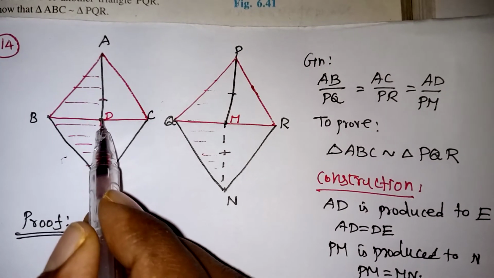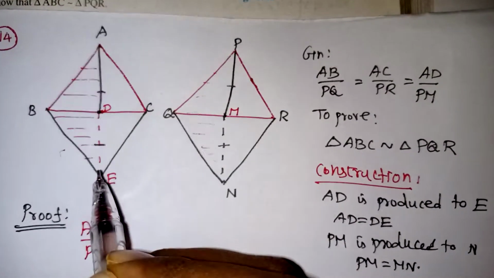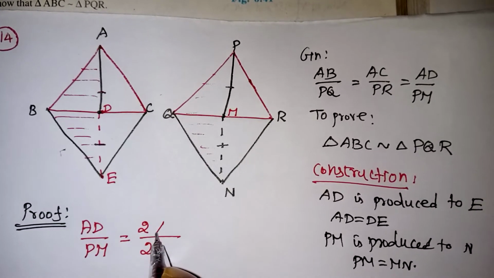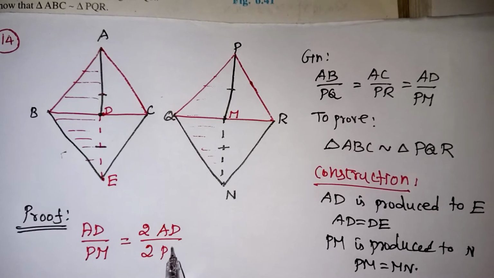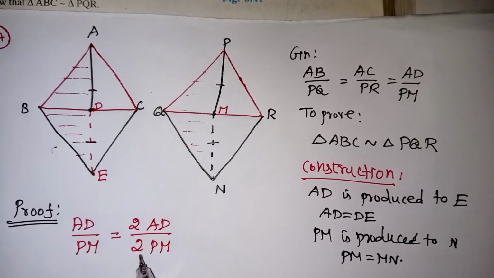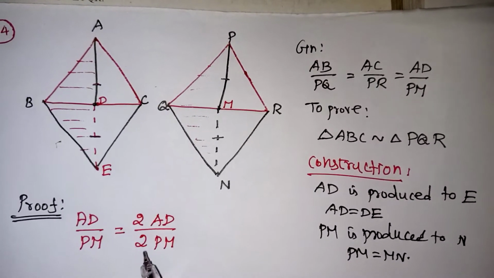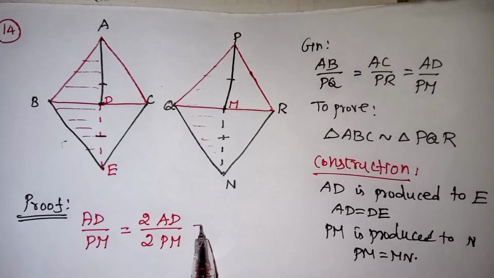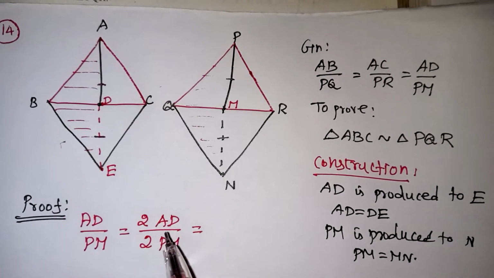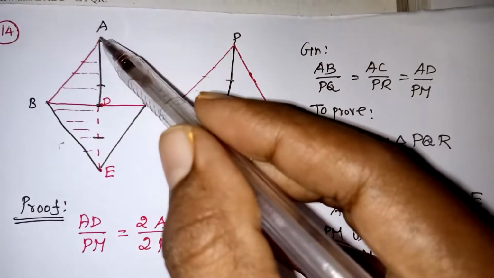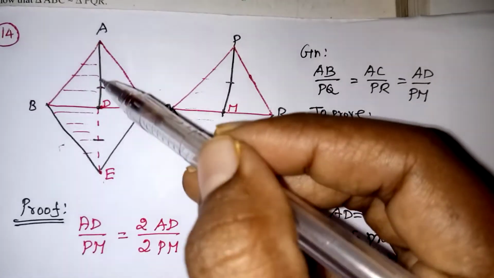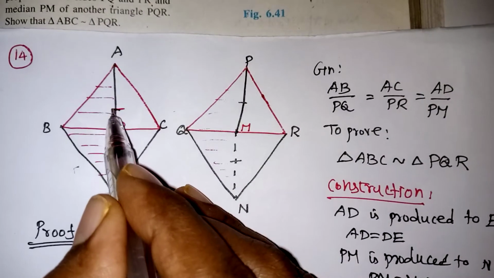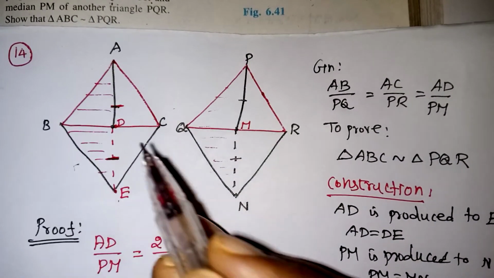Now this is only half of the side of the shaded triangle. So what we should do is multiply and divide this median by 2: 2 times AD by 2 times PM. Whatever number you multiply and divide with, it will not affect your answer. If you cancel 2 and 2, it will be the same answer again. Why we are multiplying and dividing by 2 is because you will get 2 times AD, and 2 times AD will be AE, the whole length. AE will be equal to 2 times AD because this and this are equal. That is the construction we have done.